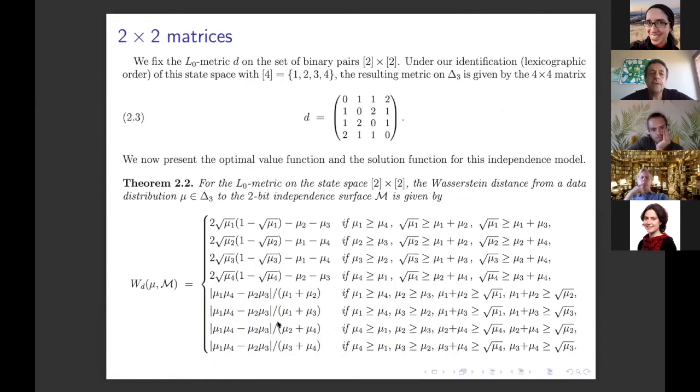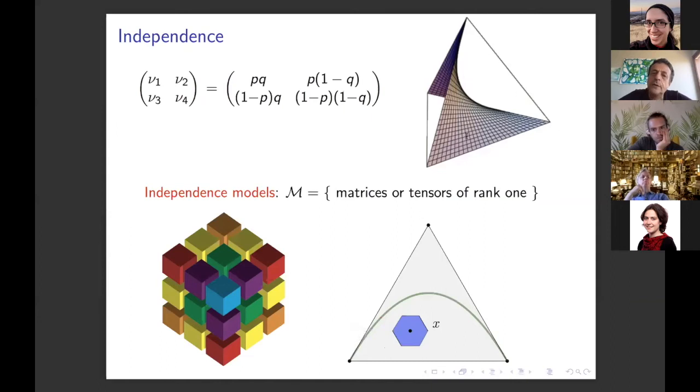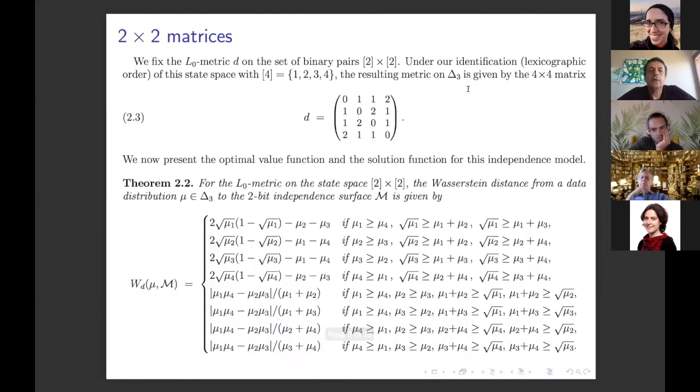So here's an explicit example. So this is the actual formula for the surface for 2x2 matrices. So the underlying distance is what's called the L0 distance in this literature. So basically, I have the four outcomes, 0,0, 0,1, 1,0, and 1,1. And then there's an obvious distance, just counting the number of disagreements. So the values that this matrix takes is either 0, 1, or 2. So the distance between heads, heads, and heads, tails is 1. And the distance between heads, heads, and tails, tails would be 2.